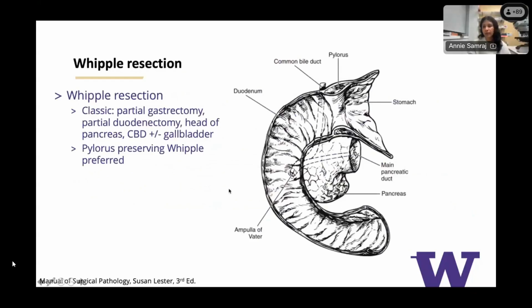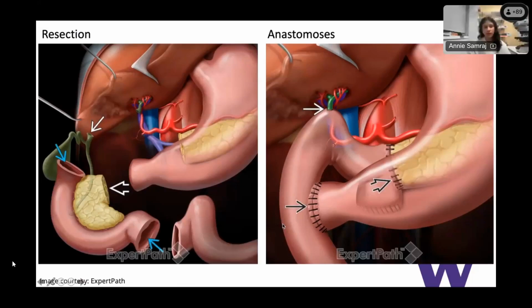Okay, so going on to the main part of the talk, which is the Whipple resection. As we said, it can be a classic or it can be pylorus preserving. So here in this picture, we're seeing the distal stomach with the pylorus. Here's the first part of the duodenum, D2, which hugs the pancreas, and here we have D3. And so you really have the head with the uncinate process and the neck of the pancreas. Sometimes you might get a little bit of the body depending on how the vasculature was involved. But these are the components of your Whipple resection.